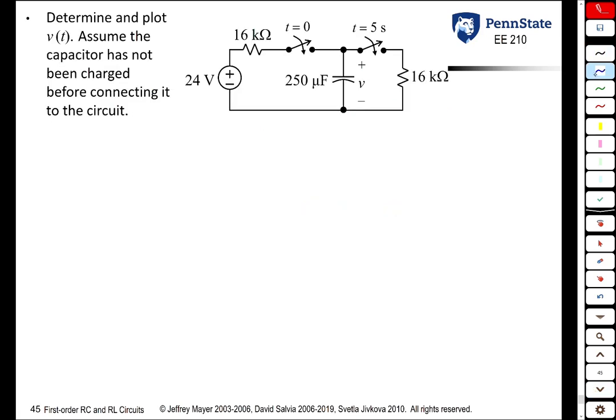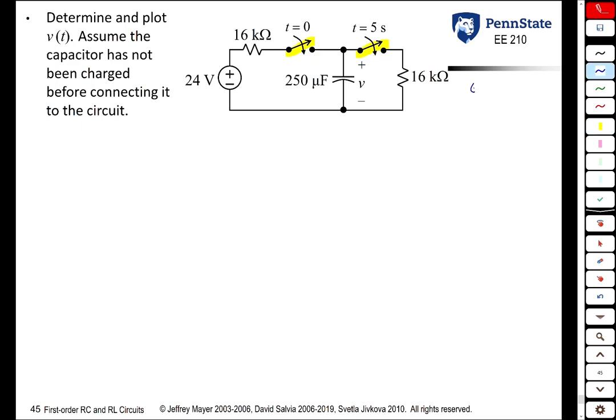Let's do one final example. So here we have a circuit that at time 0, we're going to start charging a capacitor with a 24-volt source. And then at time equal 5 seconds, we're going to now switch in another resistor. So we're not adding or deleting a voltage source at time equal 5 seconds, but we are changing the circuit. So we're basically going to have 3 different regions of time.